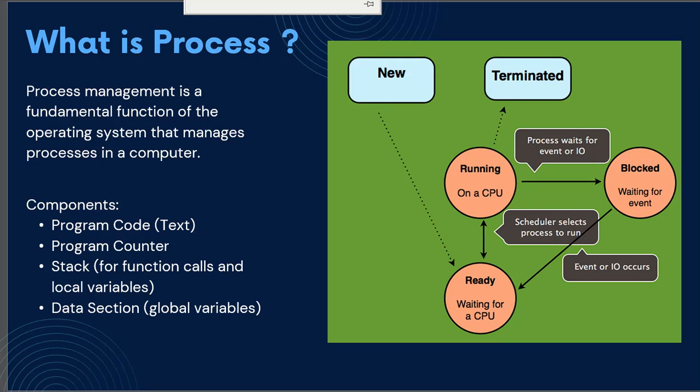What is a process? A process is a program that's being executed. It includes the program code, a program counter to keep track of execution, a stack for function calls and local variables, and a data section for global variables. Think of it as an active task the CPU is working on.